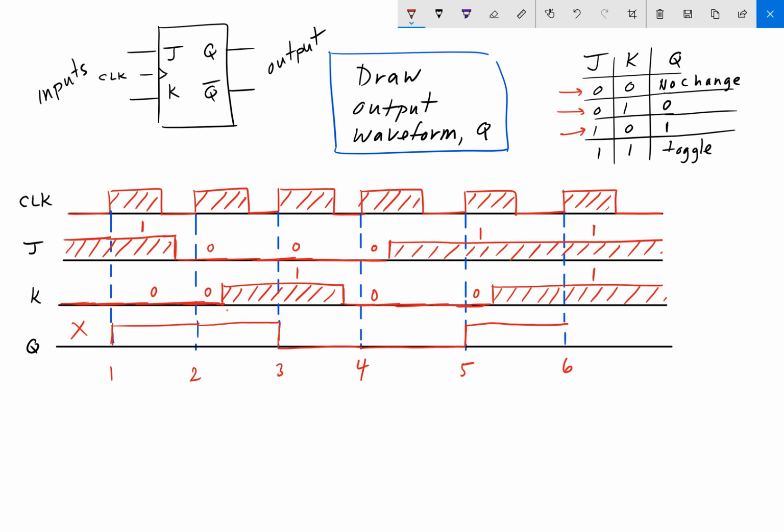And lastly we have both J and K equal to 1. That's the last case we haven't seen yet, which is a toggle. So we are high, so now we toggle down low. Okay, and that is the output waveform. Shade this in.